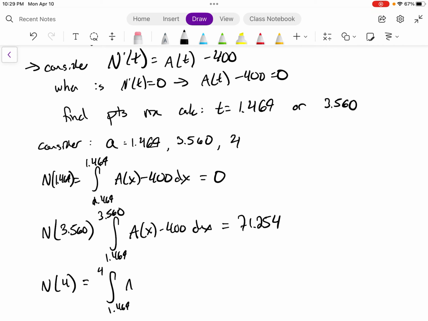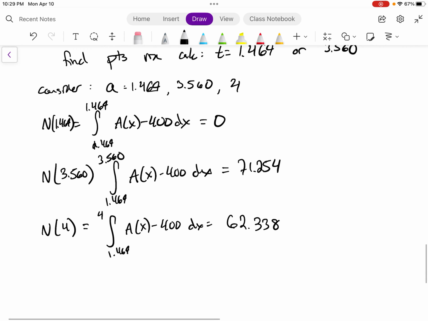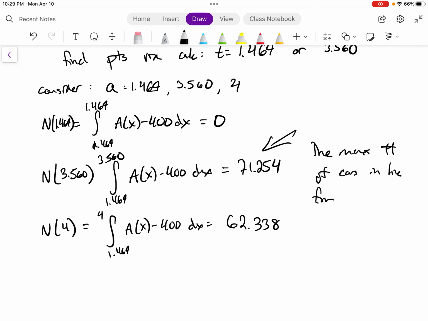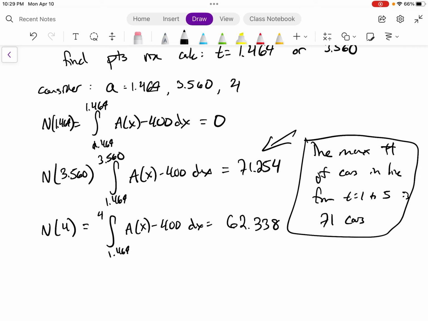And then the last guy, N of 4, is this integral, sort of saying how many cars are in line. And that thing ends up being 62.338. So the biggest number of cars is, of course, this guy. So the max number of cars in line from t equals 1 to 5 is 71 cars, because they said the nearest whole number. So that would be the thing we'd want to say. All right, I hope this was helpful. Happy studying for the mock.